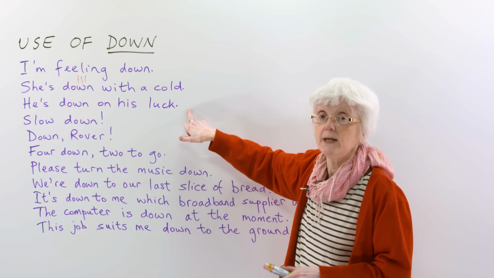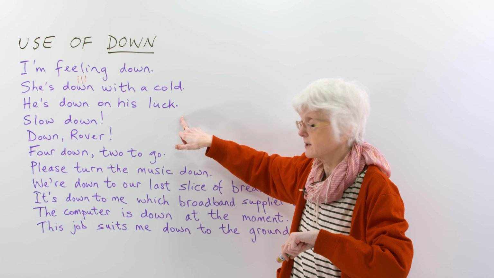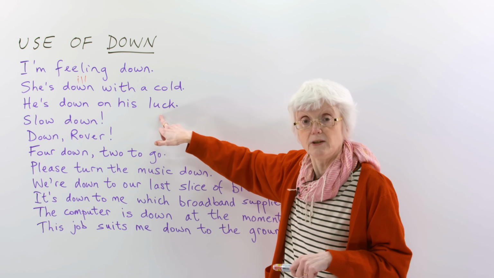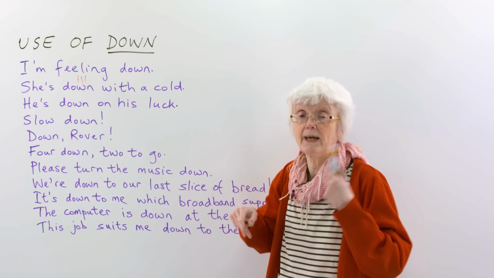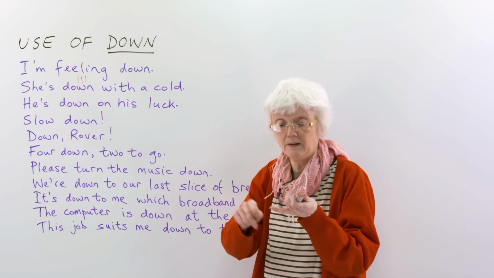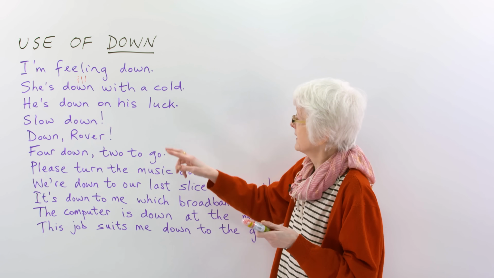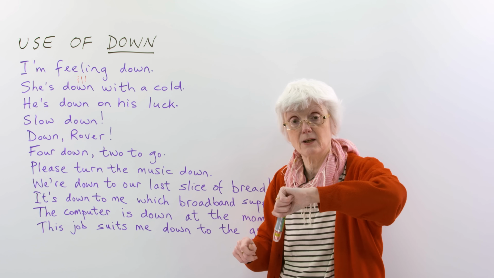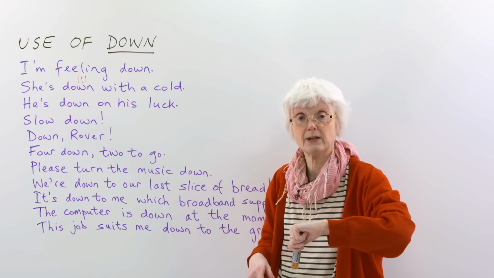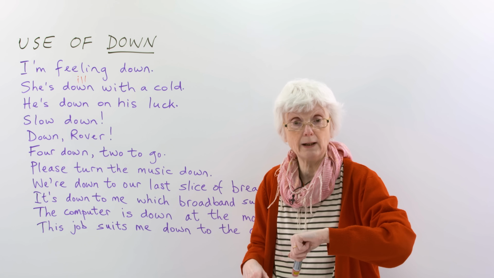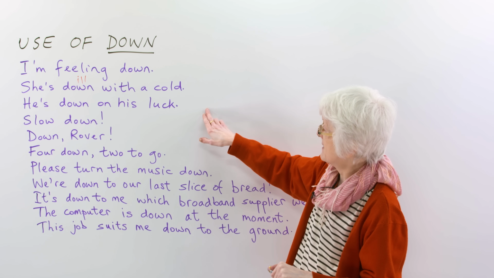And then he's down on his luck, meaning he hasn't had any luck. He's had bad luck, actually. You can have bad luck or good luck. If he's down on his luck, it means he hasn't had any good luck recently. Things are not going well for him. Okay?